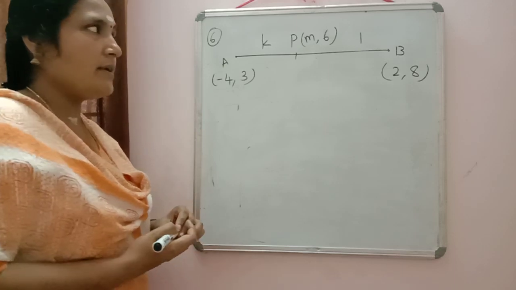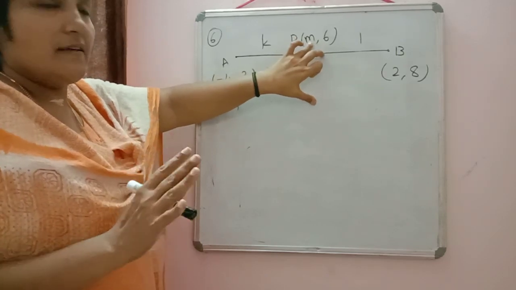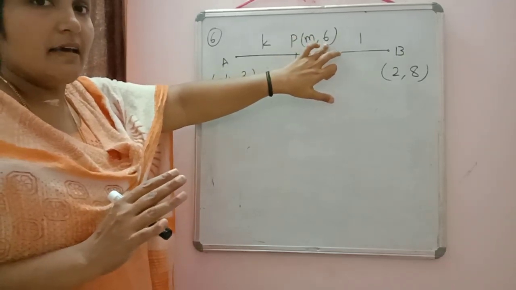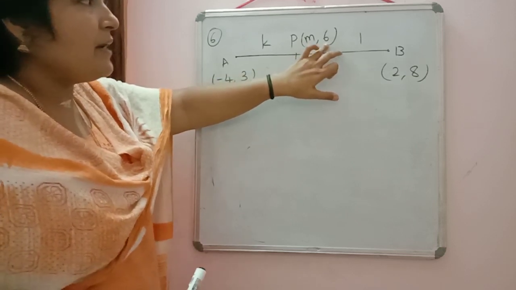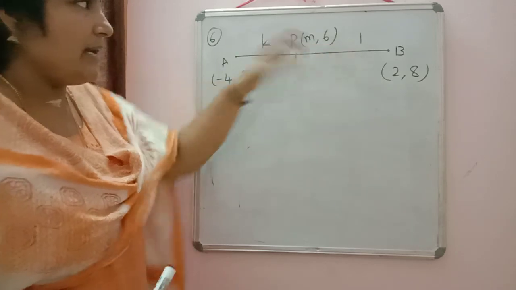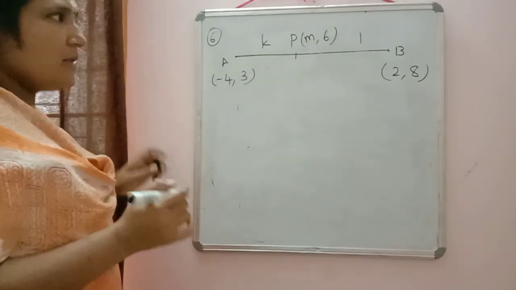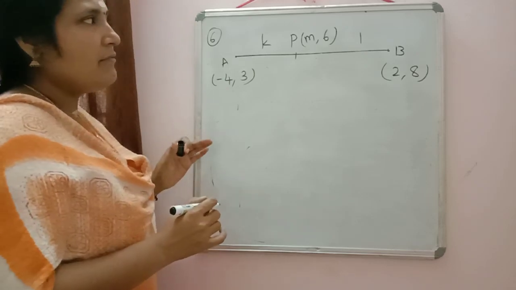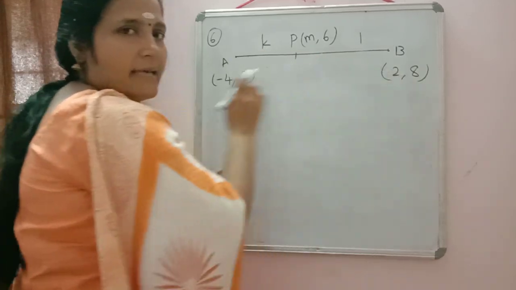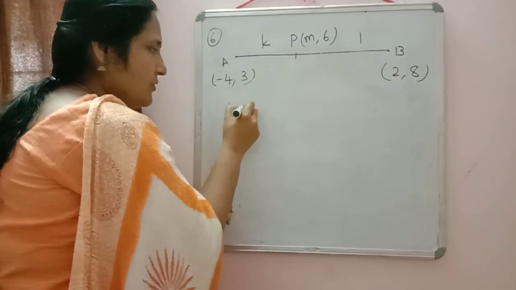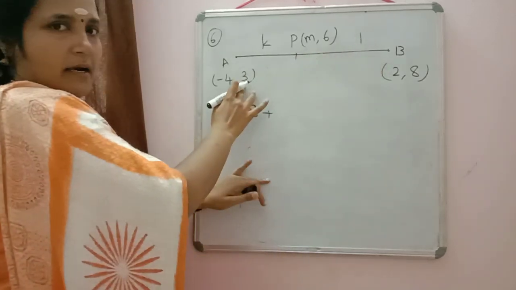But which one do we want? For this, just check this one. The x coordinate of P is not given. Only the y coordinate is given. Then what will we do? According to the section formula, we will calculate the y coordinate of P, and then we will equate the y coordinate to 6. So according to the section formula, what will be the y coordinate of P? k will be multiplied by which one? Yes, 8. So k into 8 plus 1 will be multiplied by which one? 3.